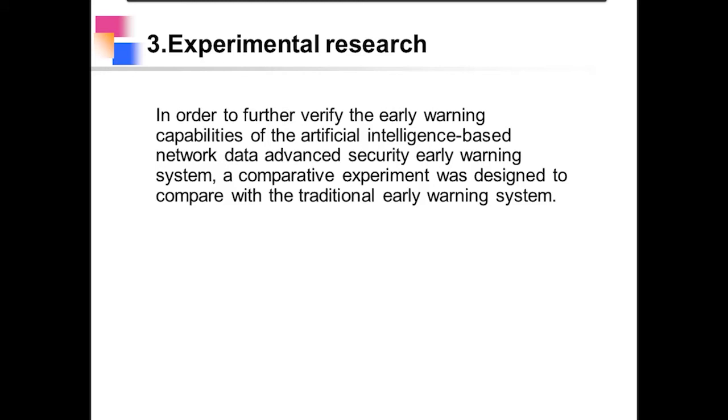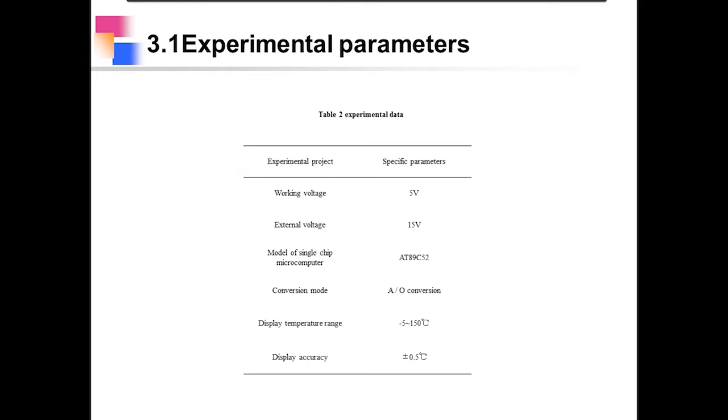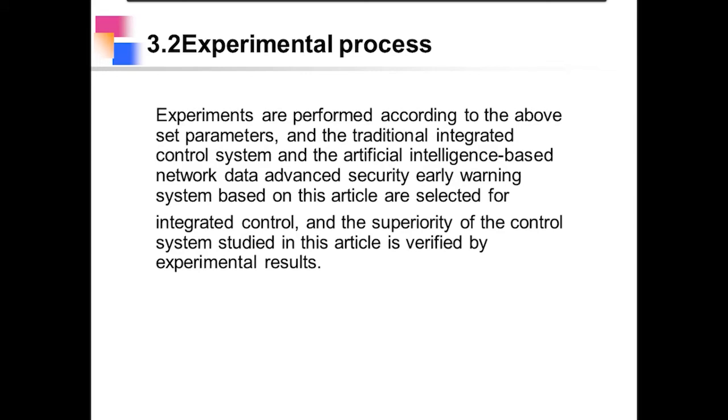Experimental research. Third, in order to further verify the early warning capabilities of the artificial intelligence-based network data advanced security early warning system, a comparative experiment was designed to compare with the traditional early warning system. First, experimental parameters. The selected raw data parameters are shown in Table 2. Second, experimental process. Experiments are performed according to the above set parameters, and the traditional integrated control system and the artificial intelligence-based network data advanced security early warning system based on this article are selected for integrated control, and the superiority of the control system studied in this article is verified by experimental results.